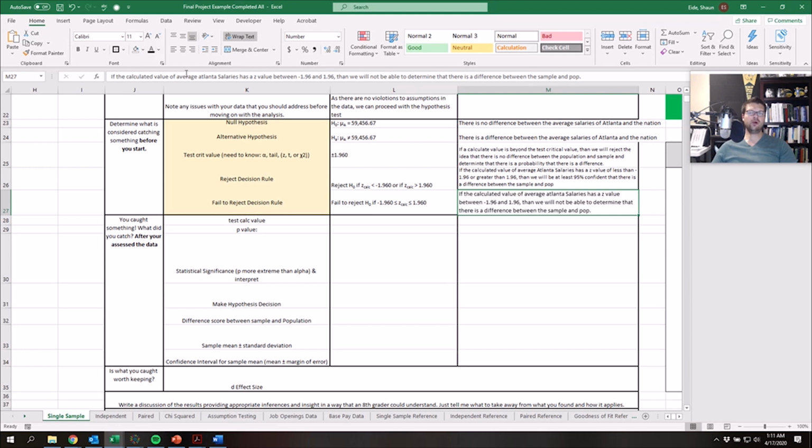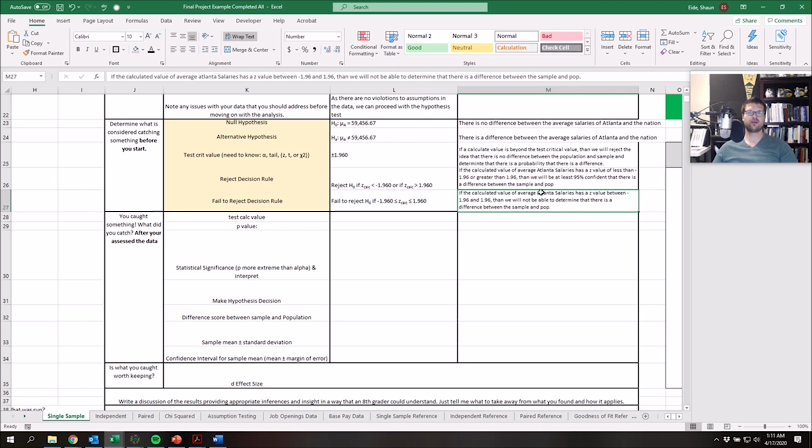And then once again, same thing. If the calculated value of the average Atlanta, I literally just copied and pasted it and just adjusted it a little bit, then we'll be able to determine that there is a difference between the sample and the population. Right here it should say that there is a difference, and this one should say that there is not a difference.